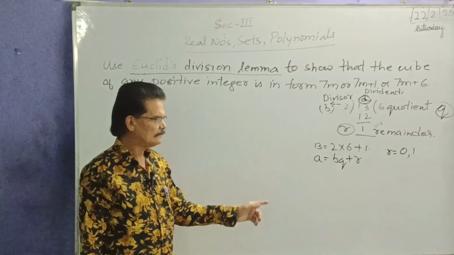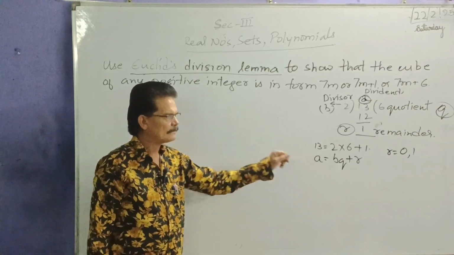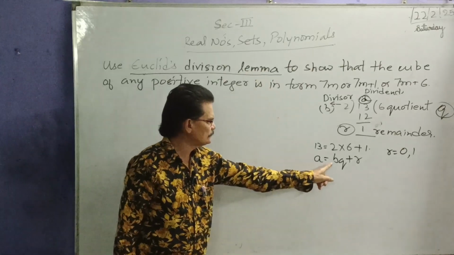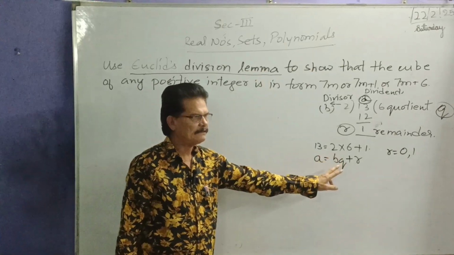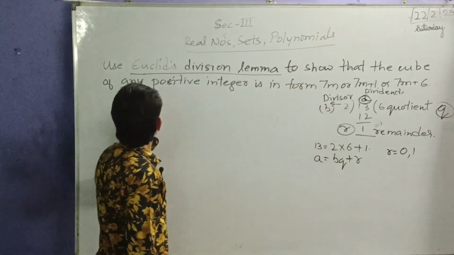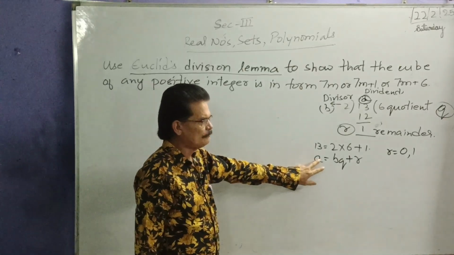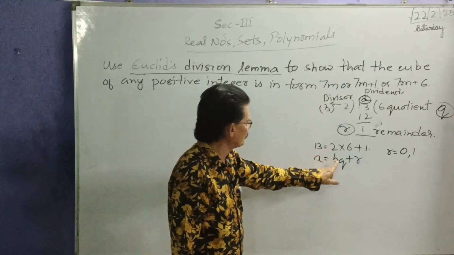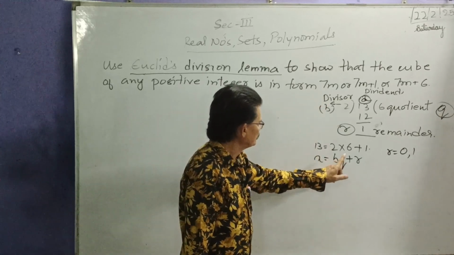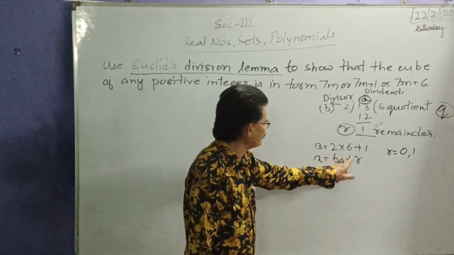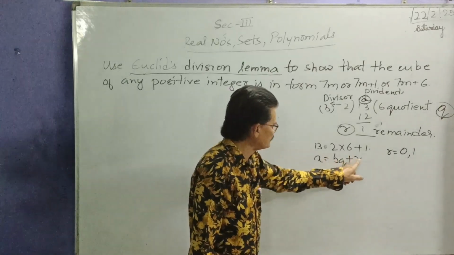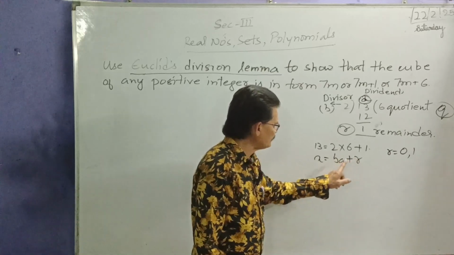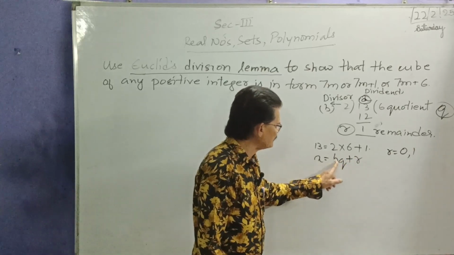Okay, right now we have to use this logic. It seems we have to use Euclid's division lemma and prove that the cube of any positive integer is in the form 7m, 7m plus 1, or 7m plus 2.